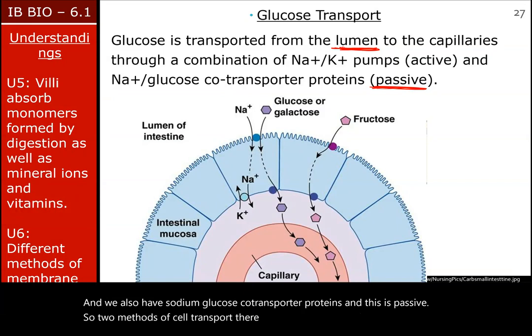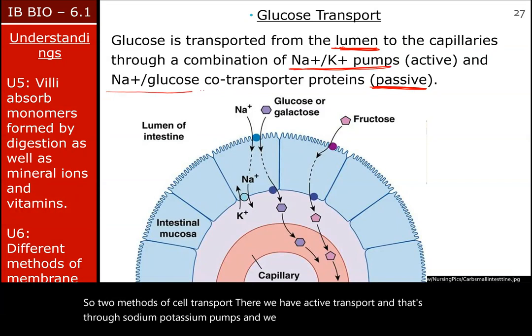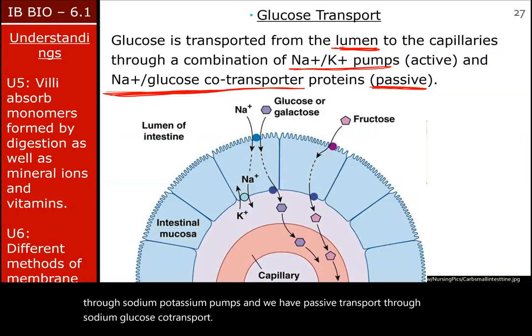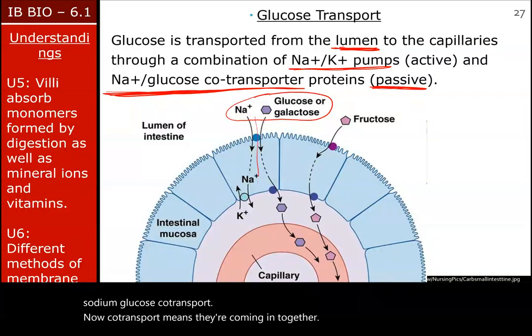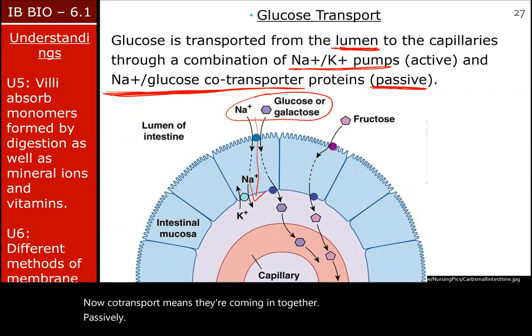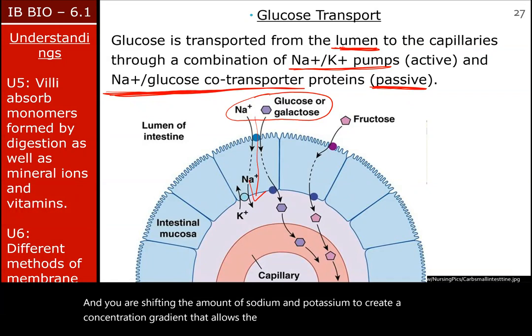We have active transport, and that's through sodium-potassium pumps. And we have passive transport through sodium-glucose co-transport. Now, co-transport means they're coming in together passively, right? Sodium-potassium pumps require energy, and you are shifting the amount of sodium and potassium to create a concentration gradient that allows the activation of a gated channel that brings your glucose in.